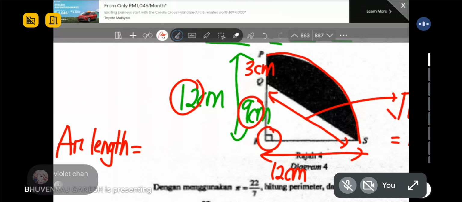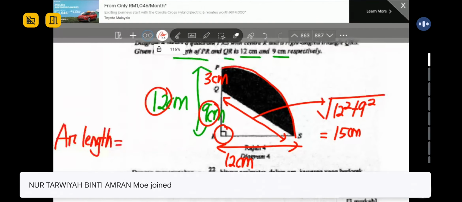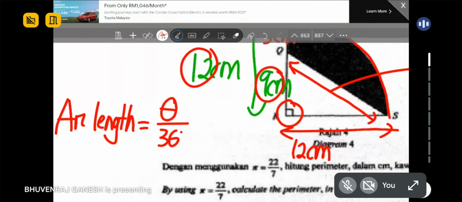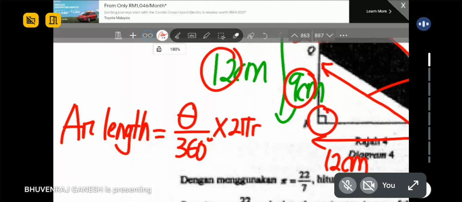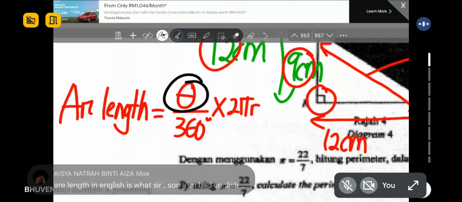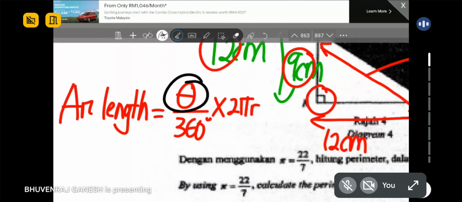Okay, actually this one got in front of the formula list, guys. They already give you guys actually kat depan rumus lah. Okay, but if you guys can remember it, it's much easier lah, guys. This is the formula. Theta over 360 times 2 pi r. Masih ingat, guys? This formula? Panjang lengkok? So you guys boleh guna rumus ni. Okay, so what is the value of your angle? Can you all tell me? Theta. Apa nilai dia? Panjang lengkok dalam BM. Okay? Panjang lengkok.